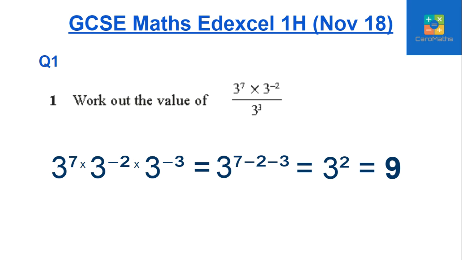The examiner report noted that many students lost marks because they didn't take the final step to evaluate 3 squared to be 9, which is a shame because I'm sure you all know the answer. Also, it's noted that many students wrote that 3 to the 7 times 3 to the minus 2 is 9 to the power of 5, but remember that the base stays the same, you just add up the powers. And finally, many students wrote 3 to the minus 2 incorrectly as minus 9, but 3 to the minus 2 is just 1 over 3 squared, which is 1 over 9.